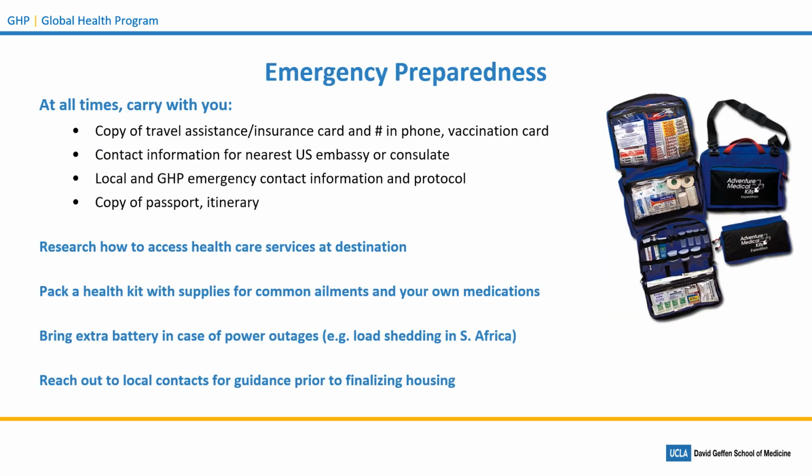So, a couple points on emergency preparedness. There are a number of things you should always carry on you at all times. These include a copy of your insurance card, as well as the phone number, any vaccination cards you might have, the contact information for the nearest U.S. embassy or consulate, the contact information for local and GHP emergency contacts, as well as any emergency protocols that we've provided you with. And please always carry a copy of your passport and itinerary.